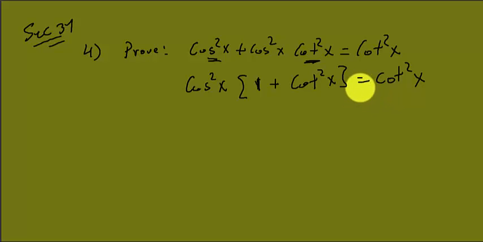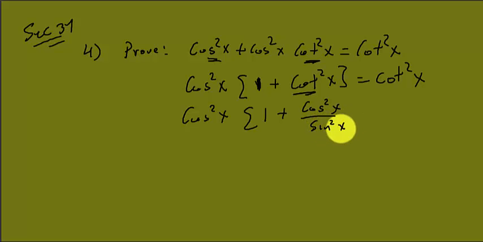Right, now we can work from both sides, or we can work one side. I personally like to work on both sides at the same time. I have a cosine squared x. Now this one here, I'm going to rewrite everything in terms of sine and cosine. So cotangent squared is really cosine squared x over sine squared x, which is equal to cotangent squared x.